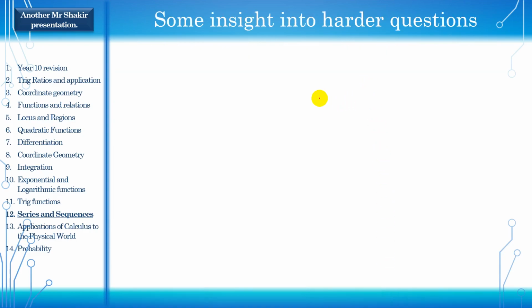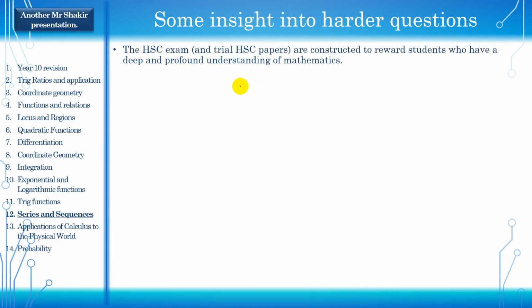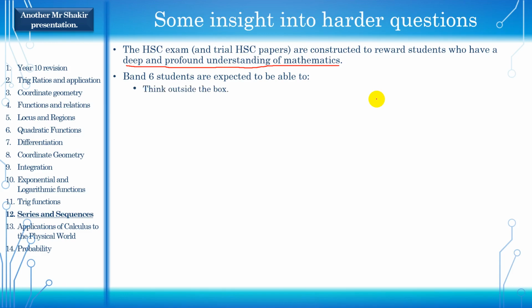Alright, so some insight into harder questions. The HSC exam and the trial HSC papers are constructed to reward students who have a deep and profound understanding of mathematics. Right? They want you to be able to really understand mathematics on a fundamental level, be able to link different topics together and so on, right? Now, Band 6 students are expected to be able to think outside the box. You will be presented with questions which you haven't seen before.